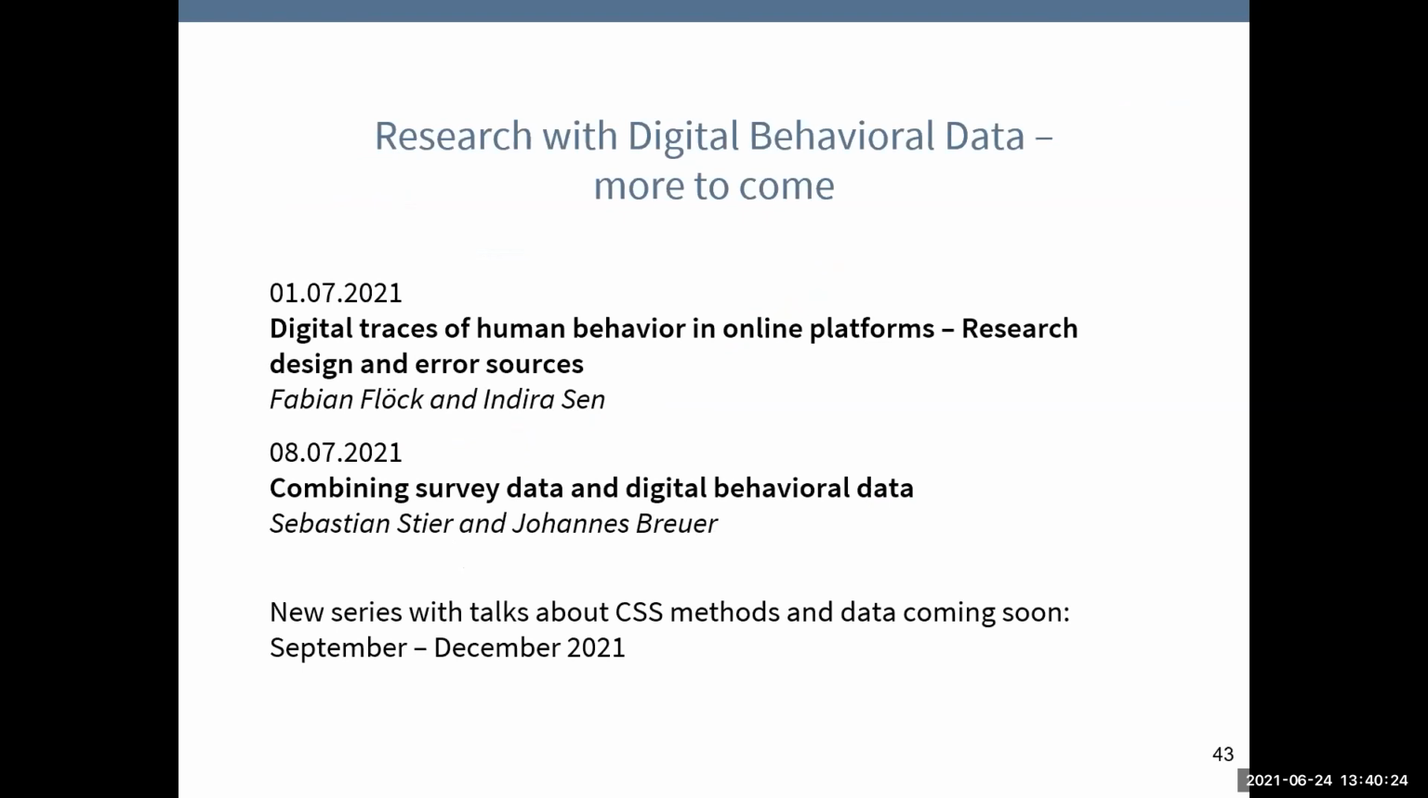We're hoping to give much more details on all these dimensions in the future, if you're interested to join us again in the upcoming talks. As I said, we've got a mini series right now, and there is one more talk next week by my colleagues Fabian Flöck and Indira Sen. They will talk about more critical perspectives on working with this kind of digital behavioral data collected from online platforms. They talk about potential research designs and also the error sources that may occur along the way when working with this kind of data.